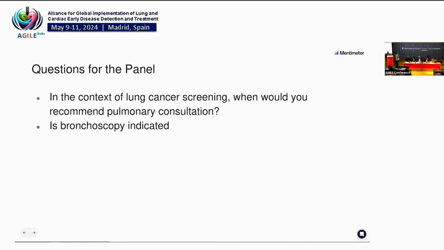Okay, now questions for the panel. In the context of lung cancer screening, when would you recommend pulmonary consultation? And do you think that in the two cases that I showed you, bronchoscopy would be indicated?